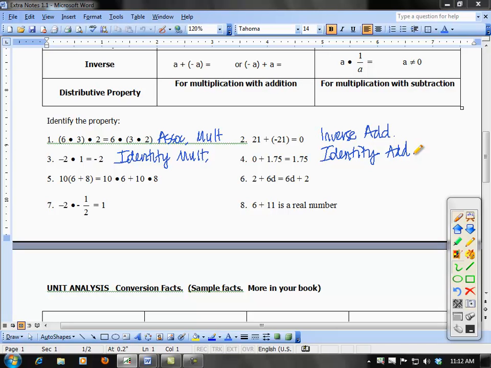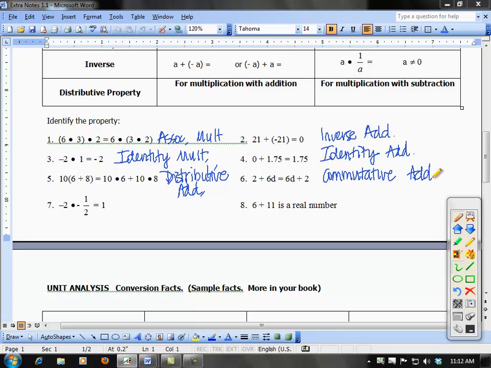Number 5, you'll notice there are no longer grouping symbols, which means it was distributed. And this is the distributive property for addition. Number 6, you'll notice that first they added the 2 to the 6D, and secondly they took the 6D plus the 2. What did they do? They changed the order. That is the commutative property of addition.